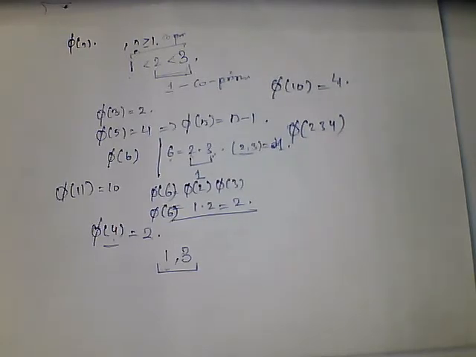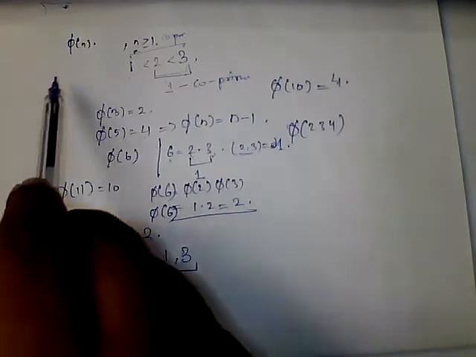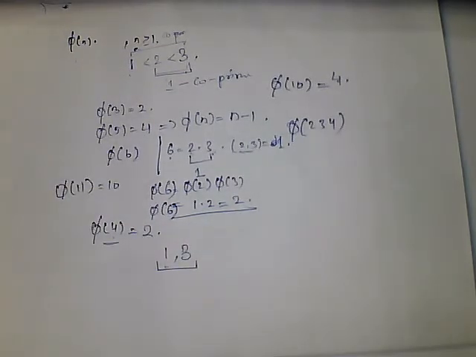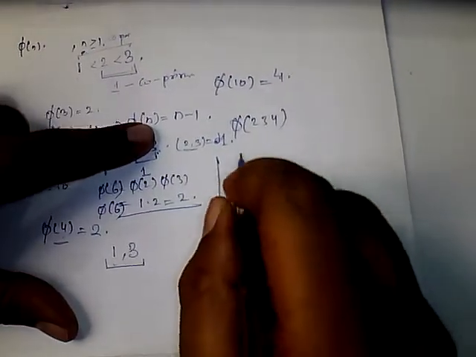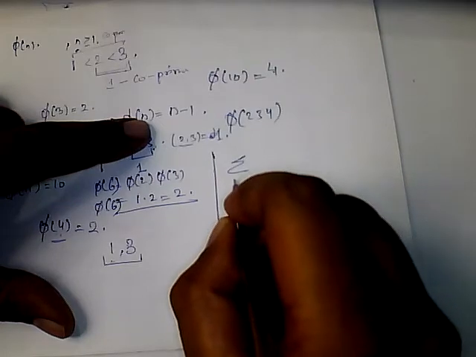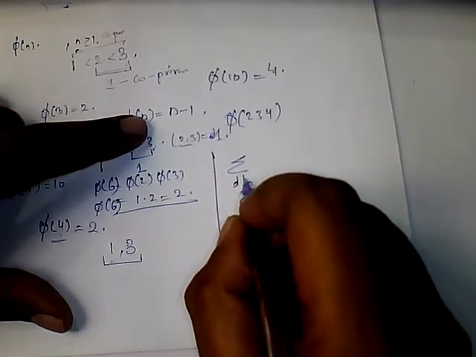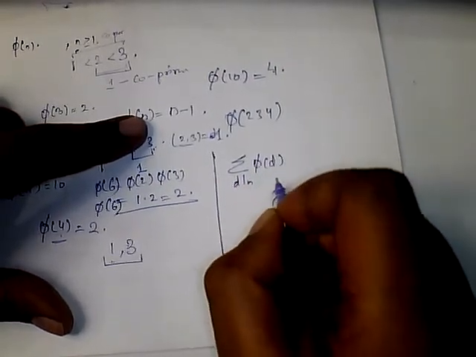For now, this is pretty much about Euler's phi function. We denote it with phi of n. Now there is a theorem related to this Euler's phi function. Previously we did the theorem for the Mobius function. Now we are dealing with the Euler's phi function, and the theorem looks similar actually. Summation over d dividing n of phi of d is equal to n.